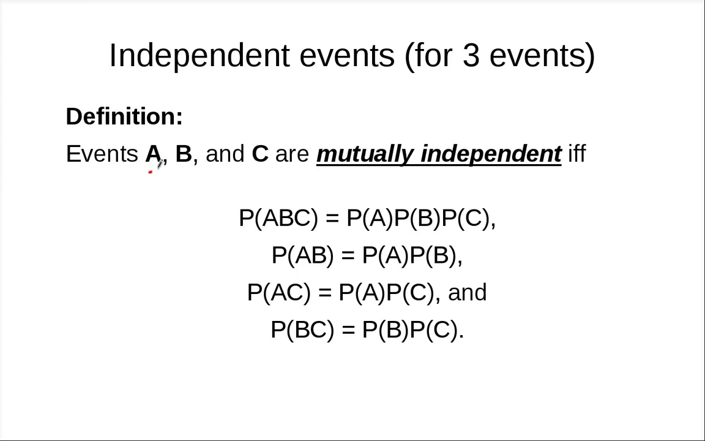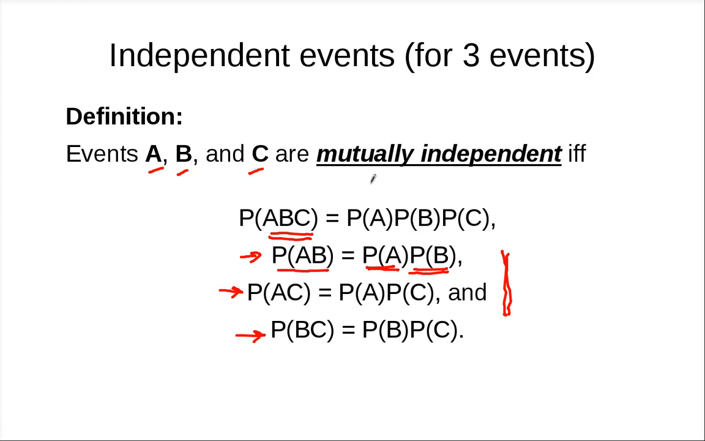Okay, so if you have events A, B, and C, they are mutually independent if and only if, for any set of three events, the probability that they all happen equals the product of each separate event. And for a pair of events, the probability of the intersection of the events equals the product of the probabilities of the separate events. And this has to be true for all combinations of these two events. So that's the definition of mutually independent for three events.